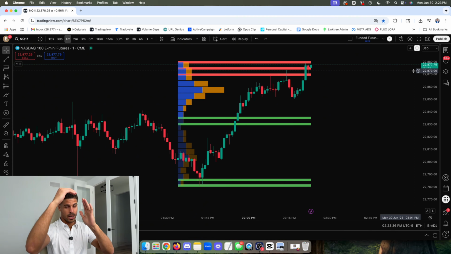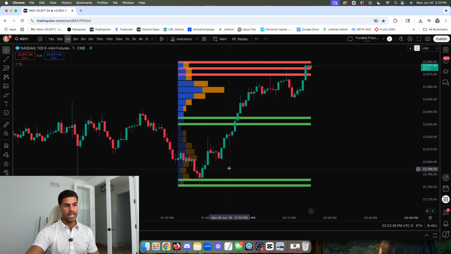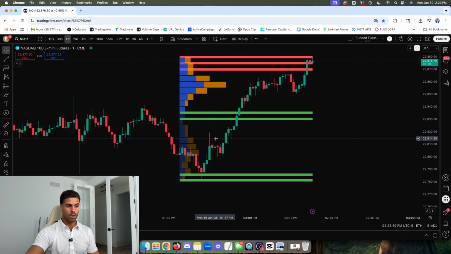There are fewer buyers and more sellers. Same thing down here, but the opposite: there are fewer sellers and more buyers. So when price gets down to these levels, we want to take a trade.